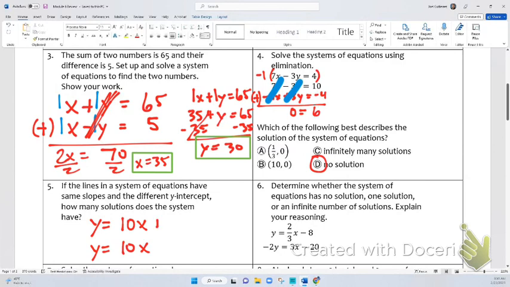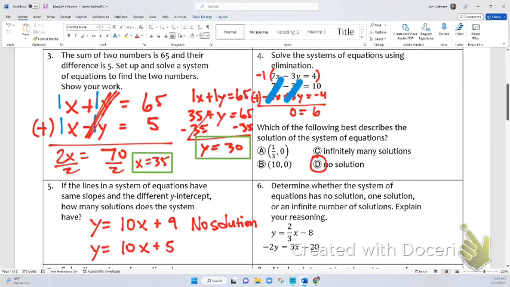But then it says it has different y-intercepts. So I'm going to create an equation that has a different y-intercept. Make it nice and easy. You'll notice the 10s are the same. Those are my slopes. The 9 and the 5 are my y-intercepts. Those are my starting point. So whenever you have the same slope but they start at different places, then these are going to be parallel lines, also known as no solution. So in this case, you have no solutions. That's your answer for number 5.